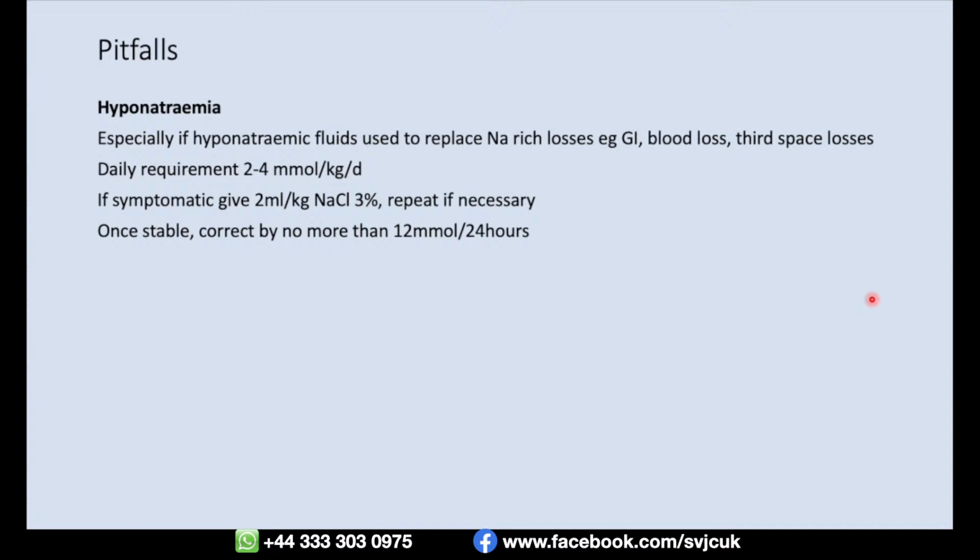Symptomatic hyponatremia we're going to treat with a very concentrated sodium chloride solution, 3% at 2 mils per kilo, repeating until we have some stability. But we don't want to correct up to normal quickly at all. We don't want to correct by more than about 0.5 millimole per hour because of the risk of going too quickly. Really, if we're giving appropriate maintenance fluid, so normal saline or a balanced crystalloid, then hyponatremia should be much less of a problem.